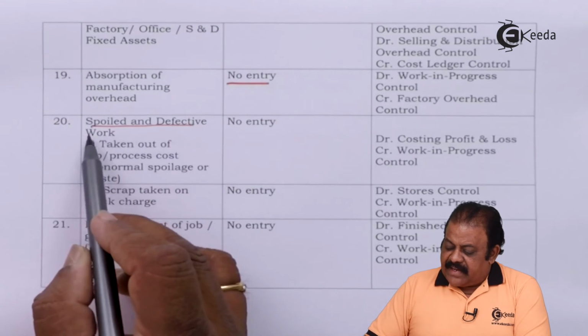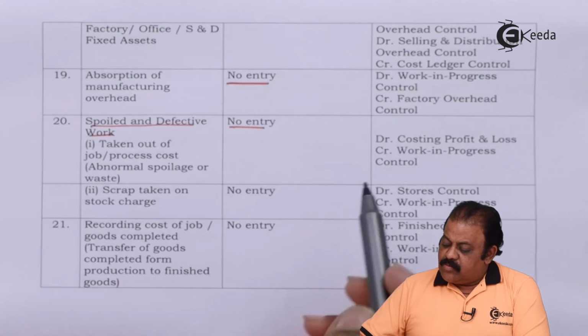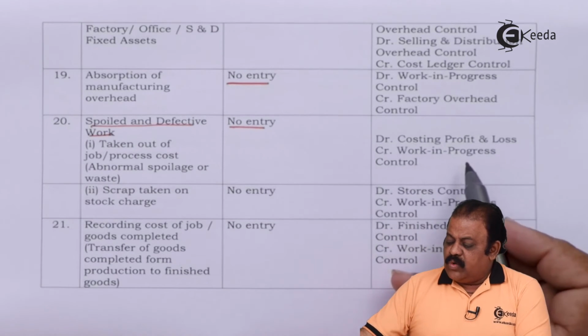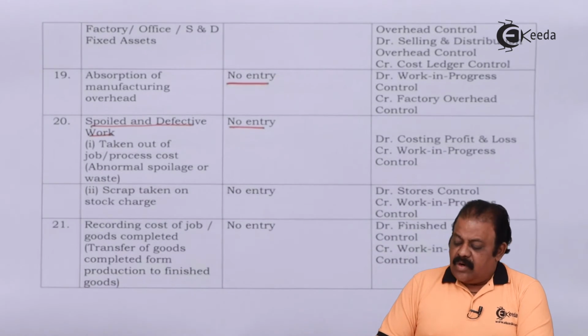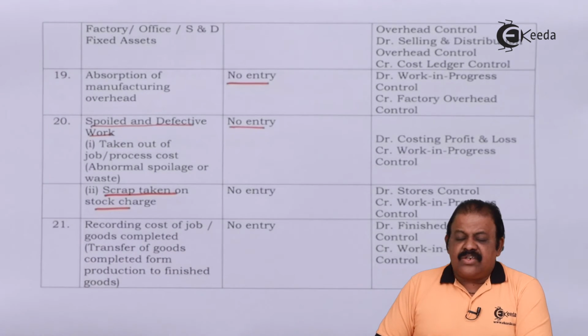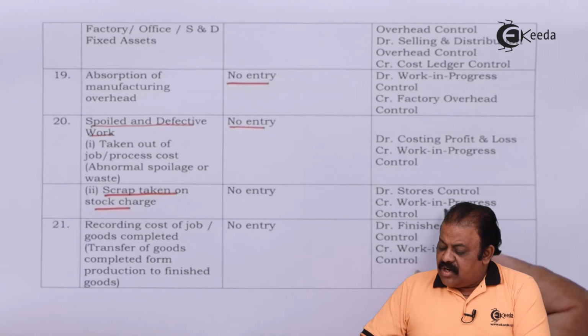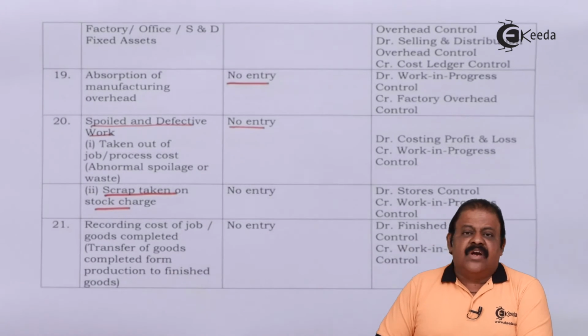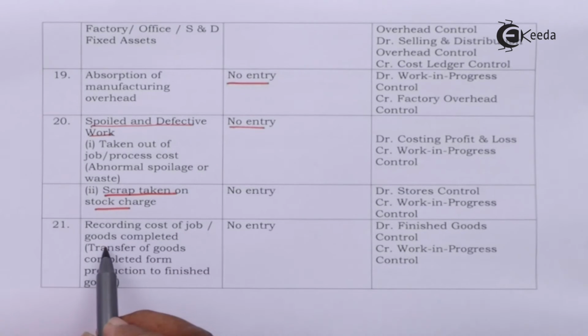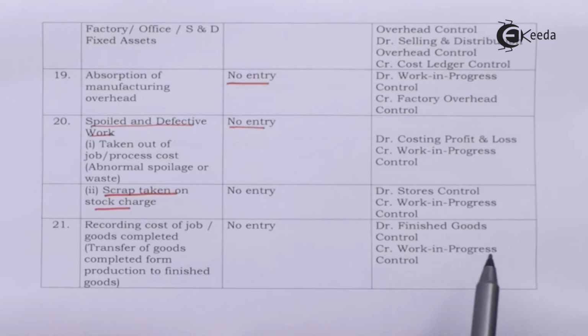Spoiled or defective work, no entry will be there in financial book. In cost book, costing profit and loss account debit to work in progress control account. Scrap taken on stock charge, no entry will be there in financial book. In cost book, stores ledger control account debit to work in progress control account. Recording cost of job, goods completed, no entry required in financial book. In cost book, finished goods control account debit to work in progress control account.